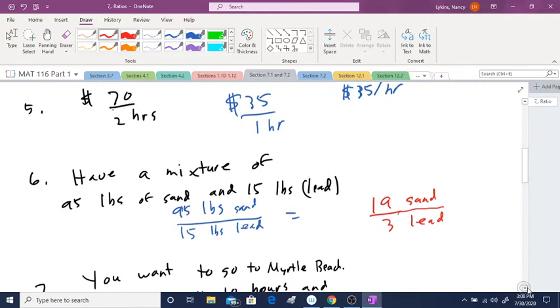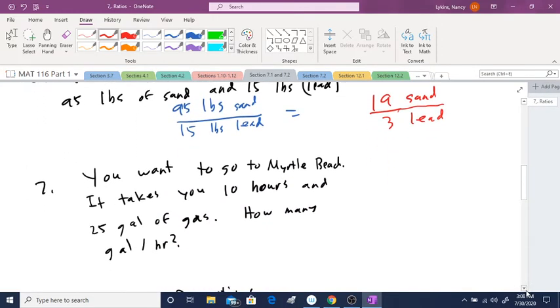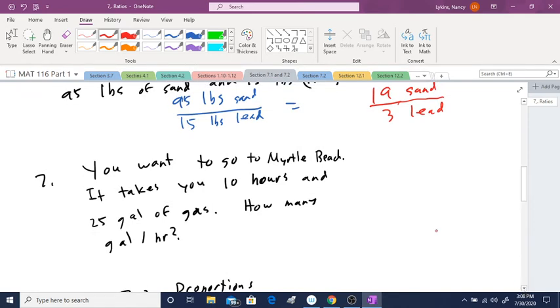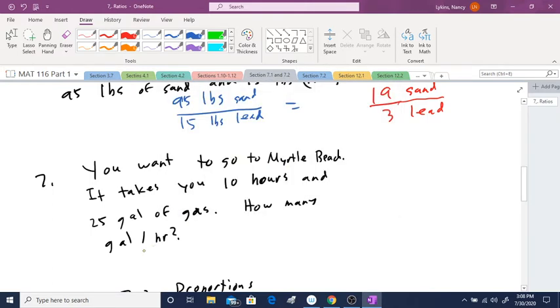Okay, finally, let's say you want to go to Myrtle Beach and it takes you 10 hours and you use a total of 25 gallons of gas. How many gallons do you use per hour? Well, the key on recognizing this is gallons per hour. So my gallons, even though hours comes first, I'm wanting to know gallons. So my gallons is 25 gallons per 10 hours.